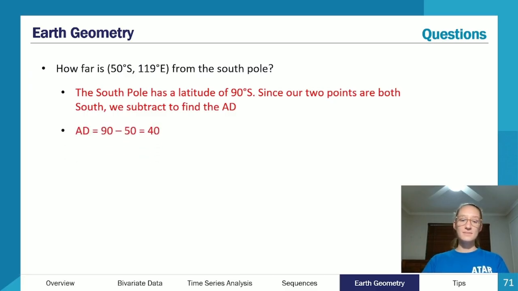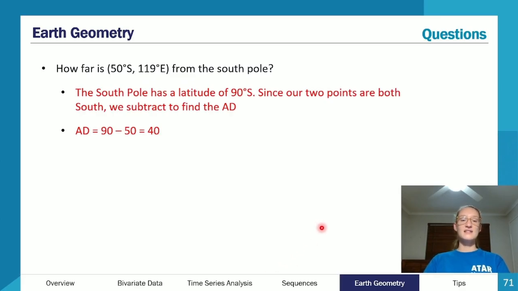Pretend this is the Earth, the South Pole is right up the top. Am I silly? The South Pole is right down the bottom. So we have our equator, which is our 0 degree latitude, and then we come down, we might have 30 degrees south, 60 degrees south, and then we have 90 degrees south. So our South Pole is right down the bottom. And this point here is at 50 degrees south. So we've got 1 point at 50 degrees south, 1 point at 90 degrees south.